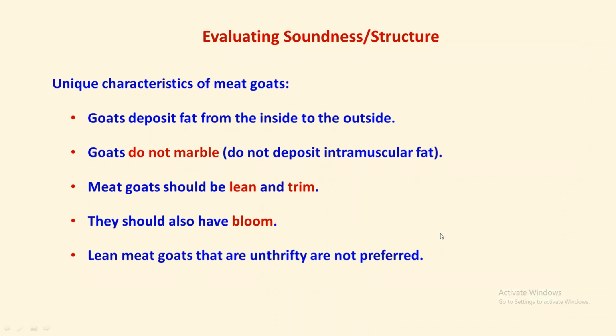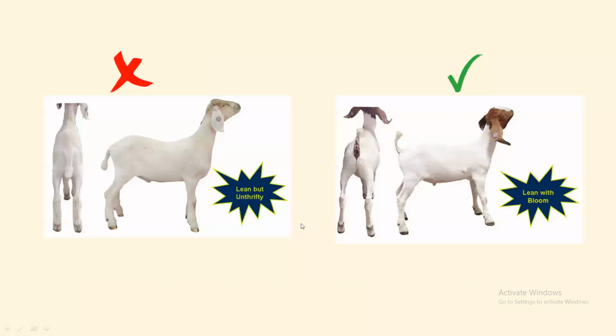Some important points, some unique characteristics of meat goats. We all know goats deposit fat from inside to outside, and there is no intramuscular fat. And one very important thing to remember for selecting a meat goat is that your animal should be lean and trim but with bloom. Your meat animal should be lean and trim, but it should not be unthrifty or weak.